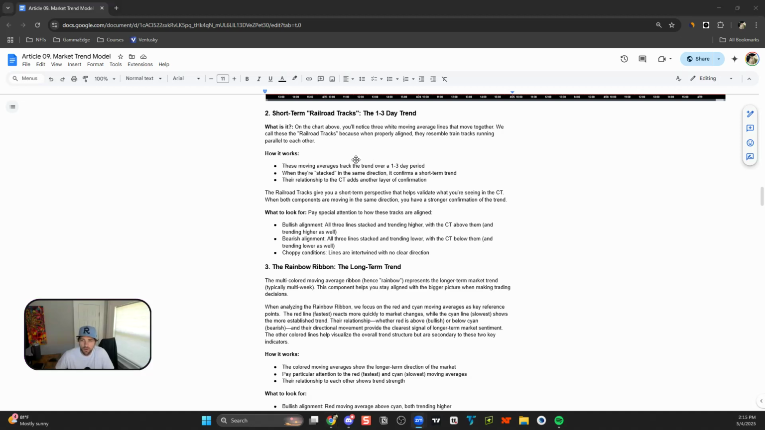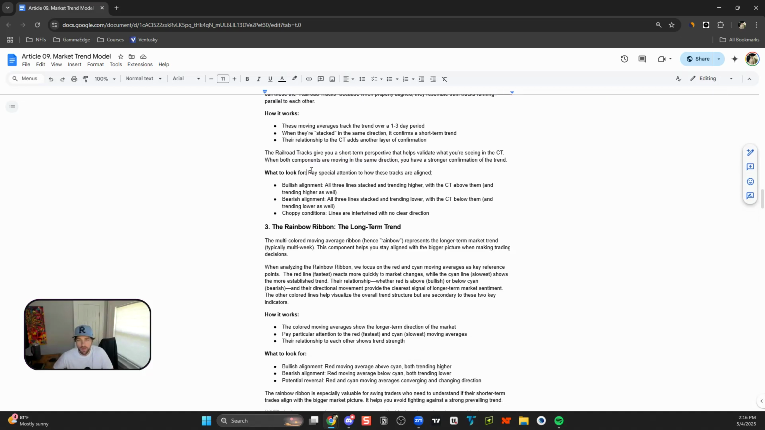So how it works: these moving average tracks tend to trend over a 1 to 3 day period. When they're stacked in the same direction, it confirms the short-term trend. It's also important to understand the relationship between the cumulative tick and the railroad tracks. The railroad tracks are best for short-term perspective, which helps to validate the cumulative tick. When both components are trending in the same direction, you have strong confirmation of the trend.